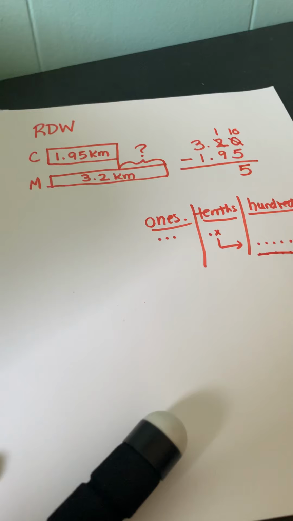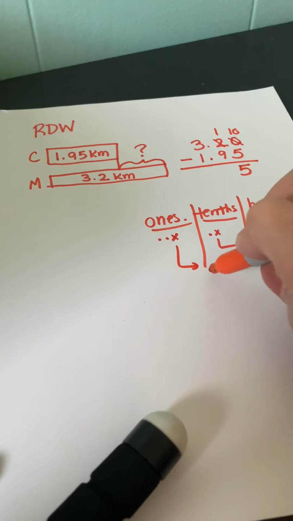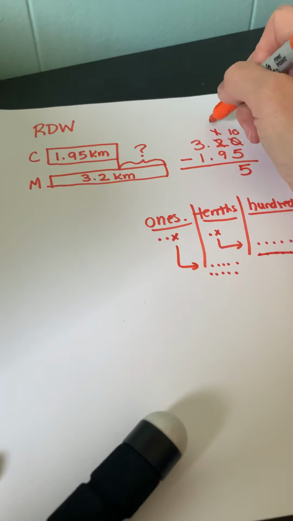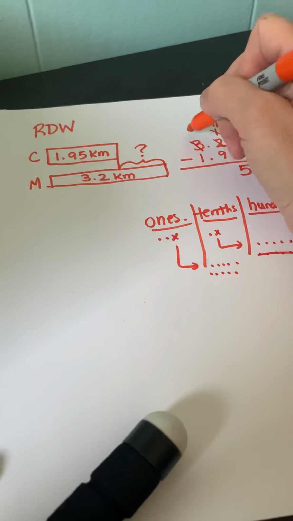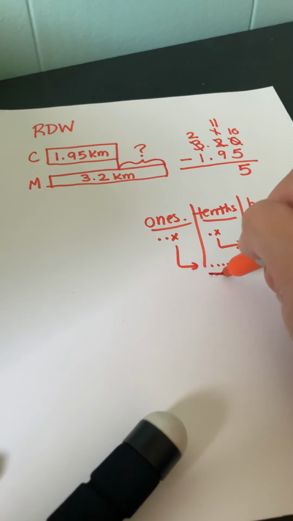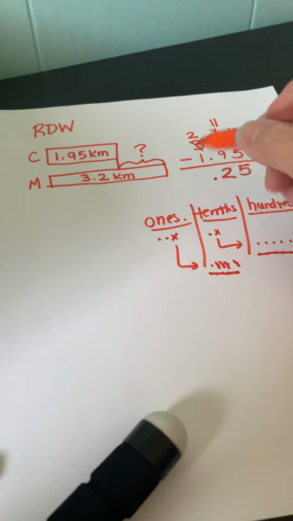1 tenth take away 9 tenths. Oh, I can't do that. I need more tenths. Where can I find more tenths? In my ones column. I'm going to unbundle a 1 and exchange it for 10 tenths. I had 1 tenth, but now I have 10 plus 1. I had 11 tenths. I had 3 ones, but now I have 2 ones. I unbundled 1 for 10 tenths. So my 3 ones became 2 ones, and my 1 tenth became 11 tenths. Now I can subtract. 11 take away 9. 5, 6, 7, 8, 9. That leaves me with 2 tenths. Bring down my decimal. 2 ones take away 1 leaves me with 1. My answer is 1.25 kilometers.